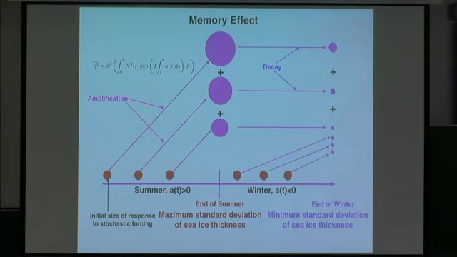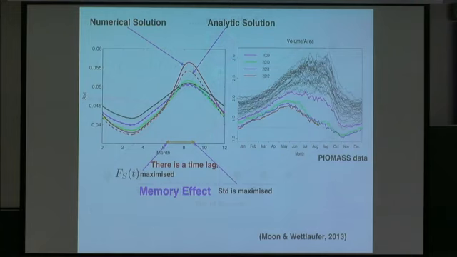Winter is reverse. All of the response is going to decay, until another transition point from negative to positive. That is the end of the winter. So we can say that there is a maximum of the variance during the summer. Exactly when? At the end of the summer. There is a minimum of the variance during the winter, exactly at the end of the winter. Actually, this is the final solution, that mathematical expression. As you see, the variance, or standard deviation, is maximized at the end of the summer and minimized at the end of the winter.